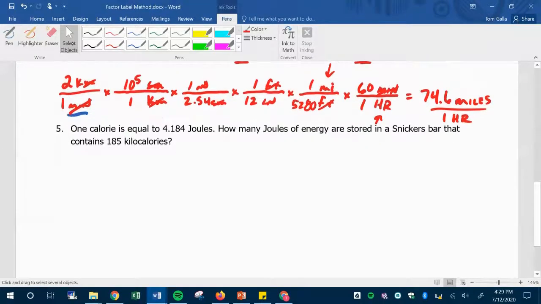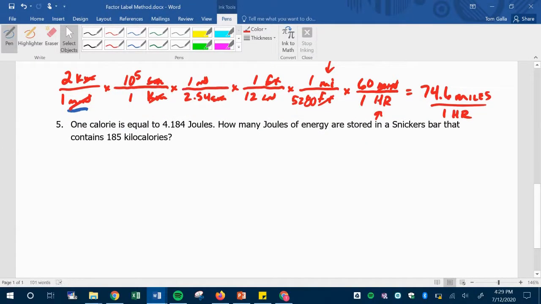And finally, our last one here. So our question is 1 calorie is equal to 4.184 joules. How many joules of energy are stored in a Snickers bar that contains 185 kilocalories? Which is actually what you're reading when you're looking at the food nutrition information, is it's showing you the calories, but as kilocalories, not just regular calories.